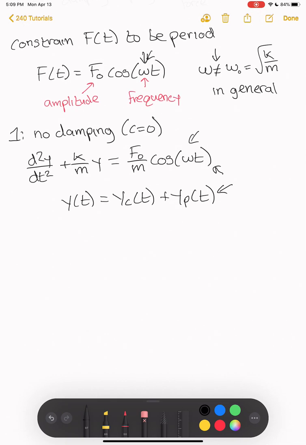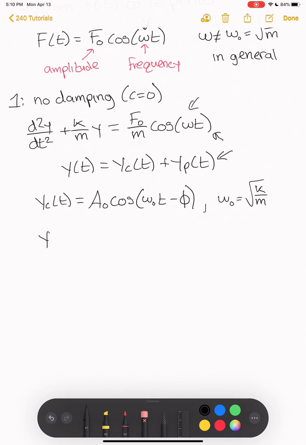Okay, so it tells us from last section the complementary function, what solves the homogeneous differential equation. You've seen this before: A naught cosine of omega naught t minus phi. And remember we said omega naught was the square root of k over m.